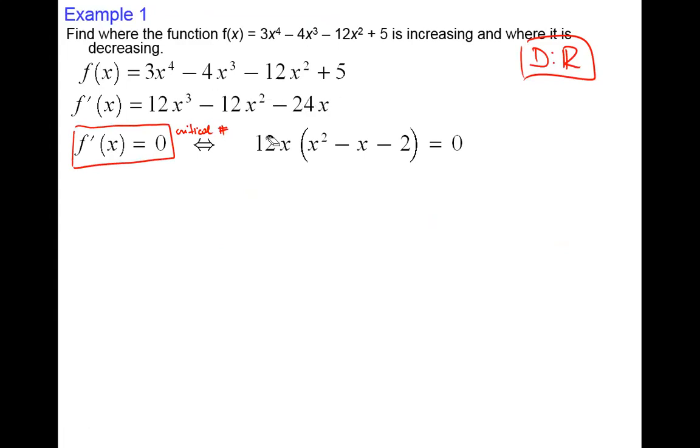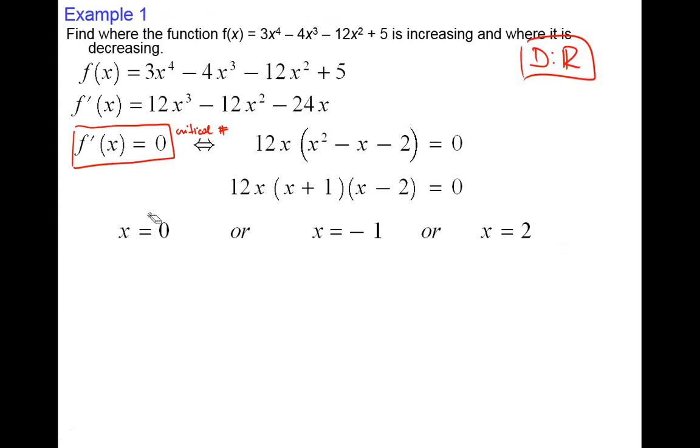I can see the common factor 12x. I factor out 12x, and I have a quadratic expression. This quadratic expression I can still factor, because the product form, the factored form, is the easiest form to get the zeros. Now I can see 0, negative 1, and 2. Those are my critical points. Since I have to solve this inequality, greater than 0 or less than 0.